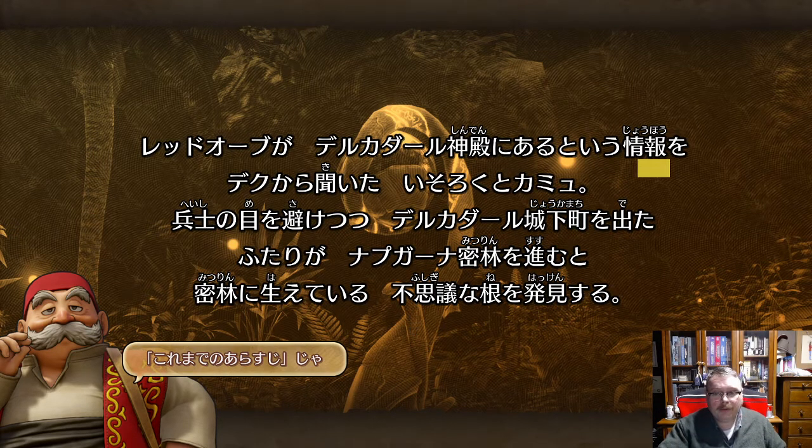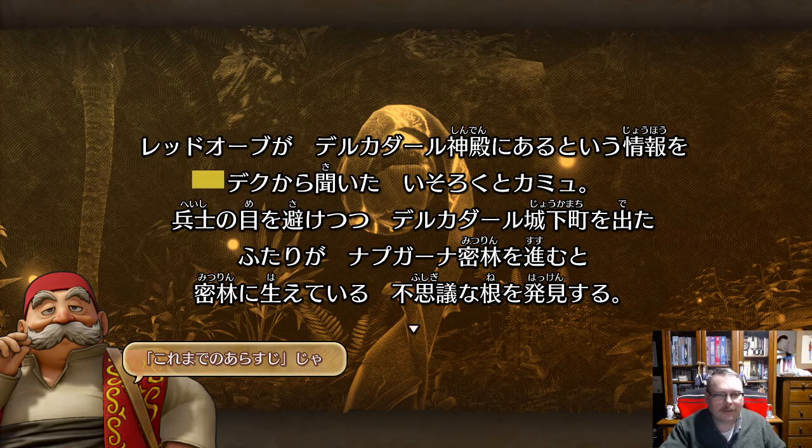Okay, let's go through the whole sentence. Red orb ga Derukadaru Shinden ni aru to yu Joho o Deku kara kita Isoroku to Kamyu. So Isoroku is my guy. Kamyu is my NPC that's traveling with me. To means "and", and it's a complete list, so I don't have any other people in my group. So Isoroku and Kamyu heard from Dek. Japanese goes backwards from English more or less.